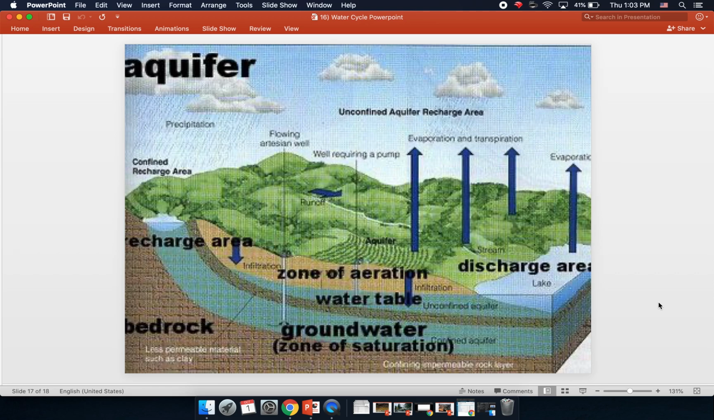So here we have another picture that could be very helpful to you while you're doing your assignment. It shows all of these different things we've been talking about in one nice, neat picture that shows, you know, the entire picture that we're trying to impart on you right now.